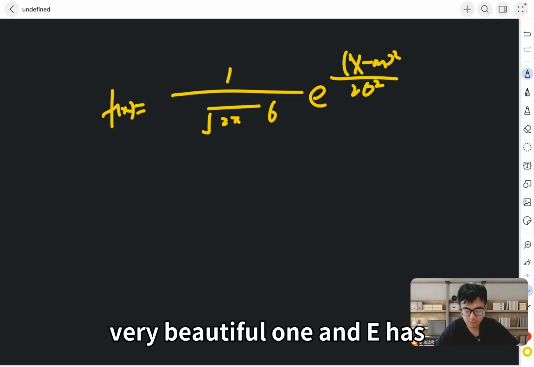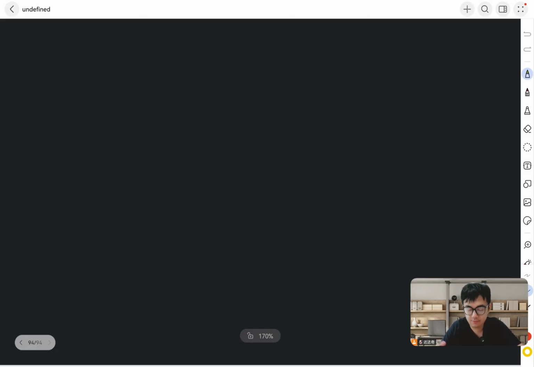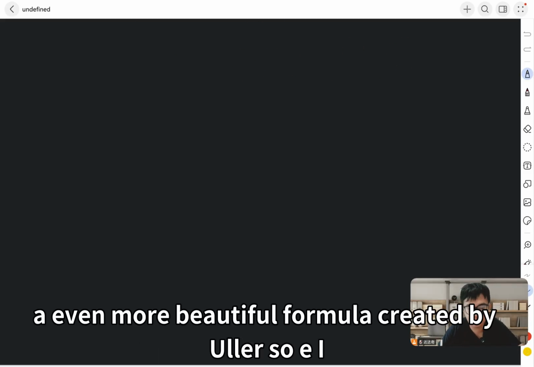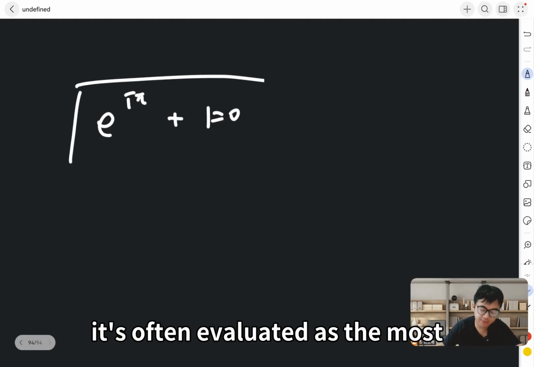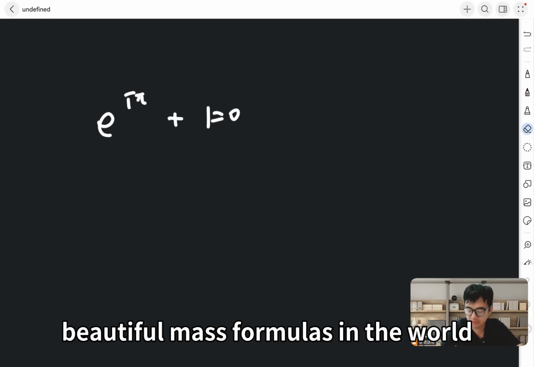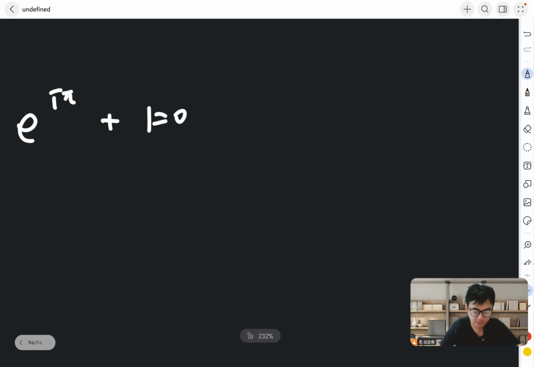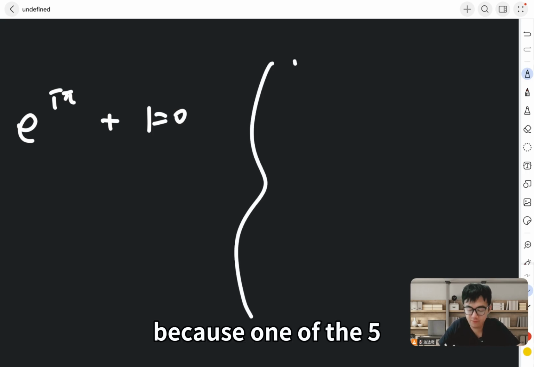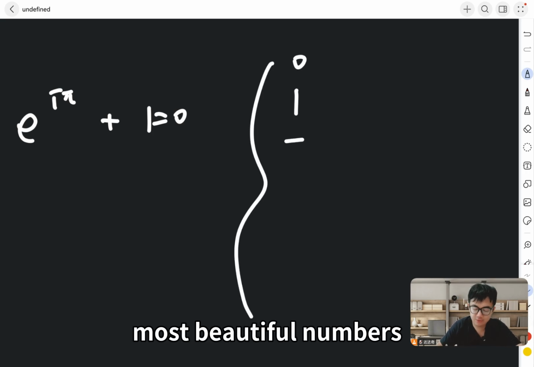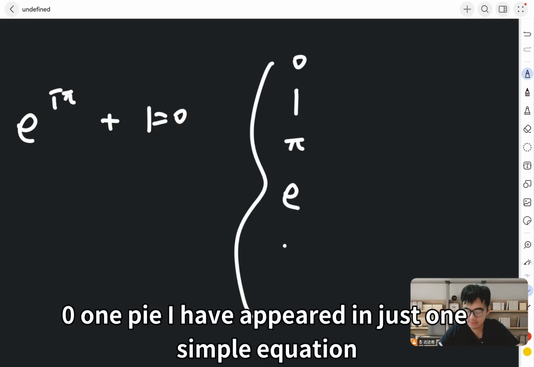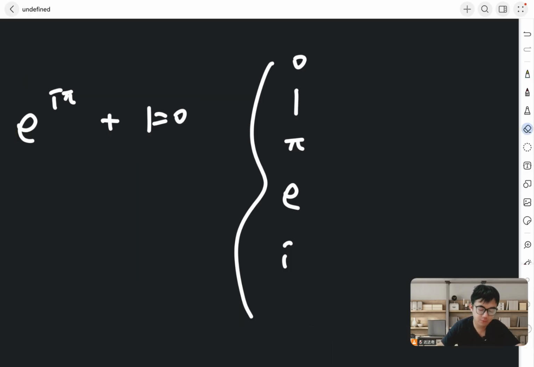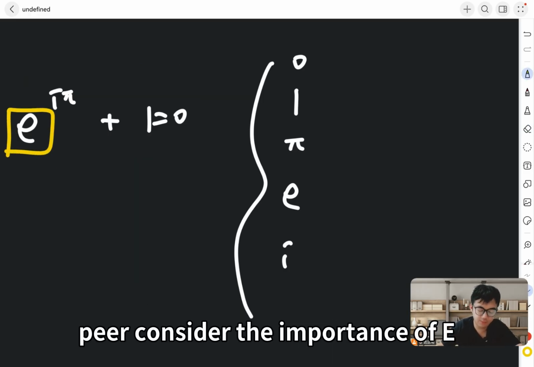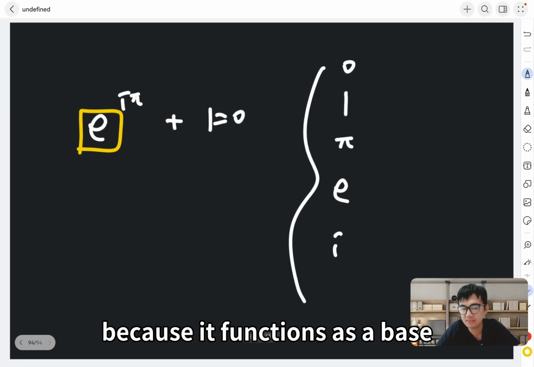Very beautiful one. And e has an even more beautiful formula created by Euler. It's e to the power of i pi plus 1 is 0. It's often evaluated as the most beautiful math formula in the world. Because the 5 most beautiful numbers, 0, 1, pi, e, i, have appeared in just one simple equation. So it's really beautiful. And here you can see the importance of e because it functions as a base.